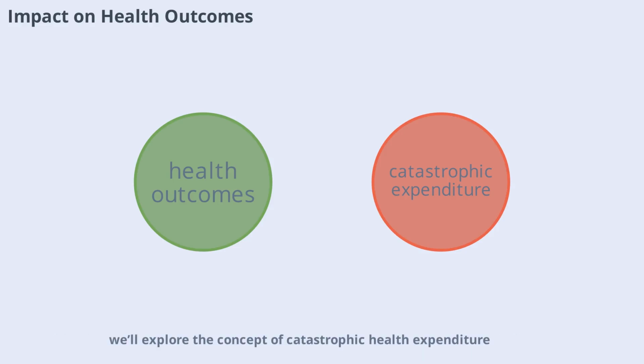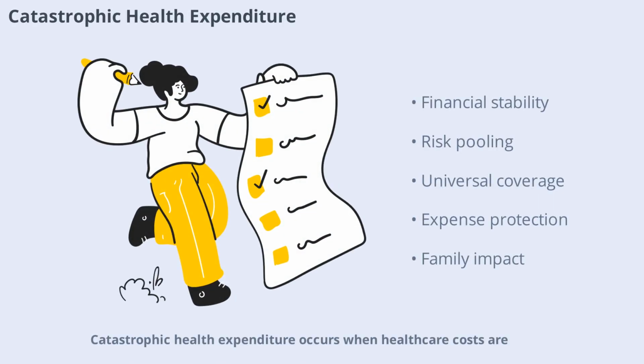Next, we'll explore the concept of catastrophic health expenditure. Catastrophic health expenditure occurs when healthcare costs are so high that they threaten a family's financial stability. This is more common in out-of-pocket systems, where there is no risk pooling or insurance. Universal coverage models help protect against such expenses by spreading the risk across the population. Reducing catastrophic expenditure is a key goal for many health systems.